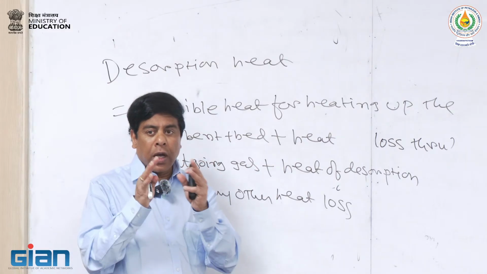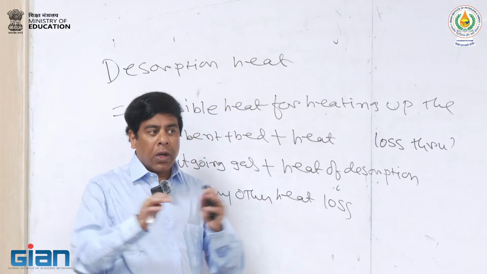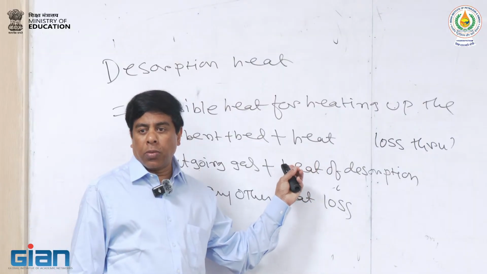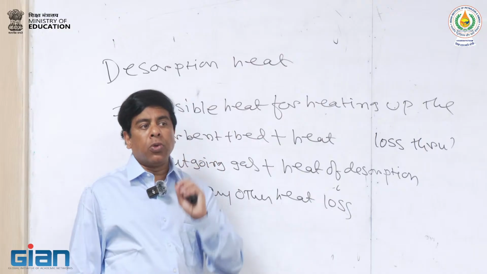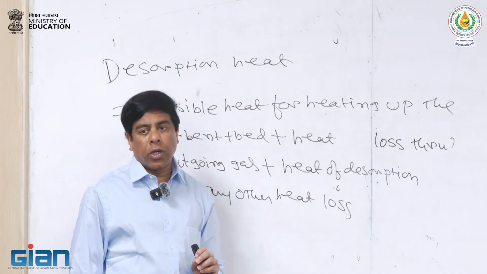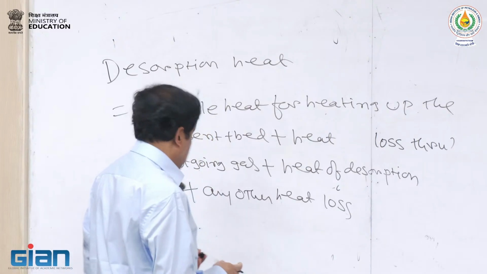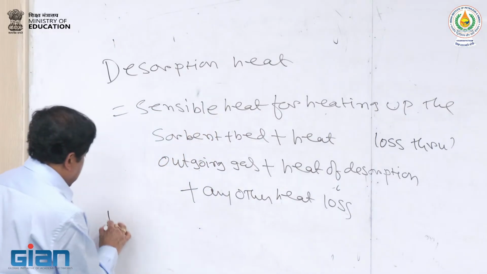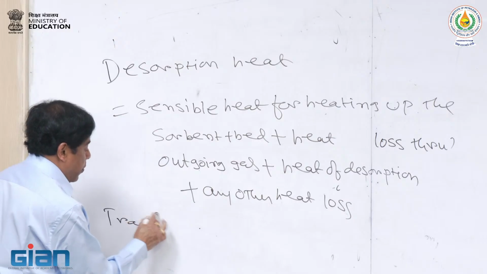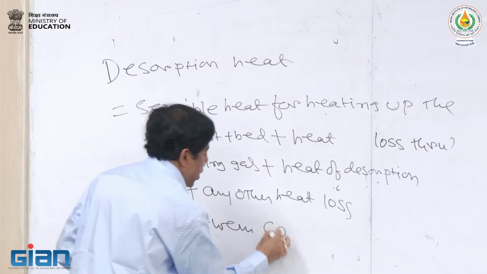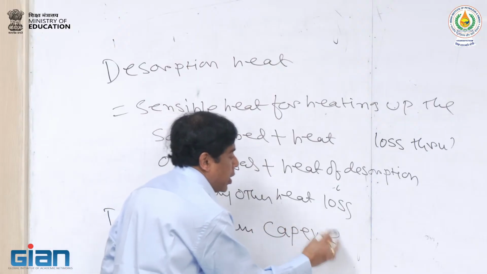So you see, this is a trade-off. Slow flow has a larger number of beds, but lower penalty for the sensible heat. Faster flow rate has fewer beds, but you have a higher penalty because of heating up the bed. So there is a trade-off between capital cost and operating cost. That is where there is an optimum, okay?